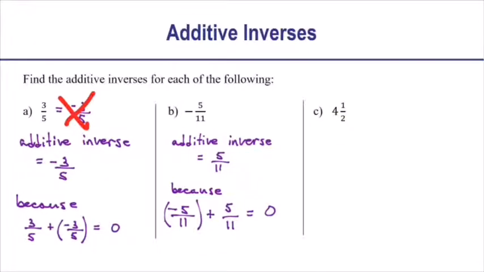And you might at first think, well, I have to convert this to an improper fraction to get the additive inverse, but that's not the case. We actually can just get the opposite. So the additive inverse of 4.5 is just negative 4.5.